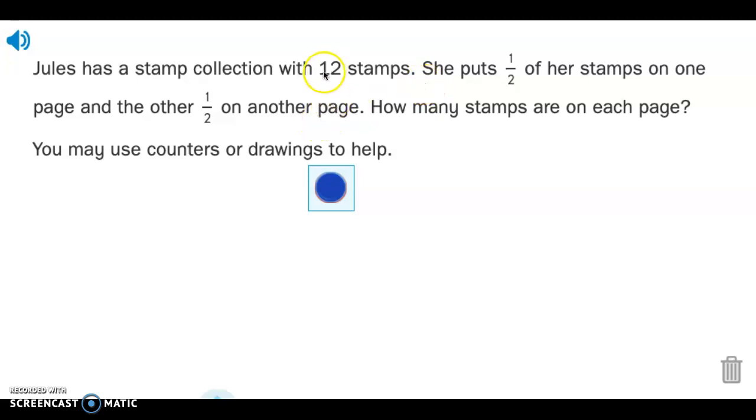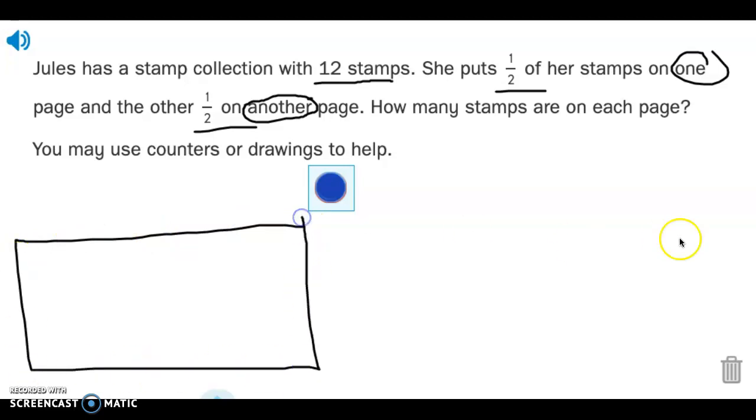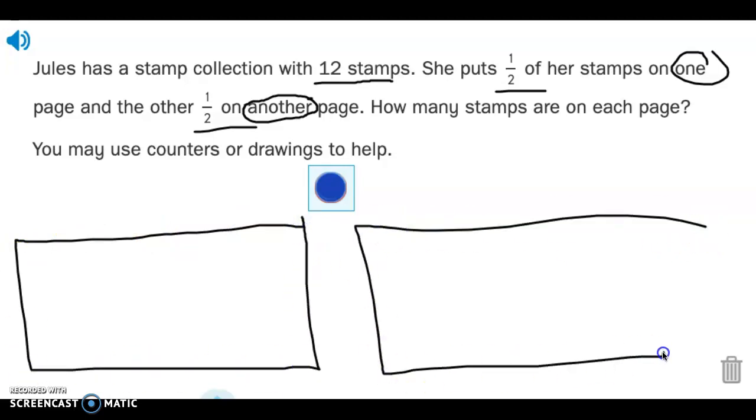Well, let's figure out what we know. We know there's 12 total, but we know she puts half on one page and the other half on another page. So right now, I'm going to draw two pages, because one on this page and one on the other. If my total is 12, I might say, I know what half of 12 is, and I put half here and half here. Or you could go ahead and draw your counters or circles and see how you would split up 12 stamps. Put me on pause and go ahead.